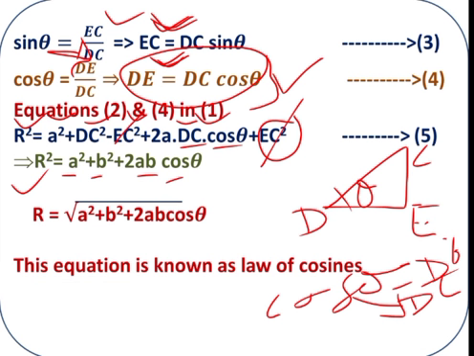Understood? So, now if we take the square root of this value, then what is the answer? R is equal to square root of A square plus B square plus 2AB cos theta. Because of this cos theta, we can say this is a cosine equation, also known as the cosine rule, either the law of a parallelogram, or the cosine law.